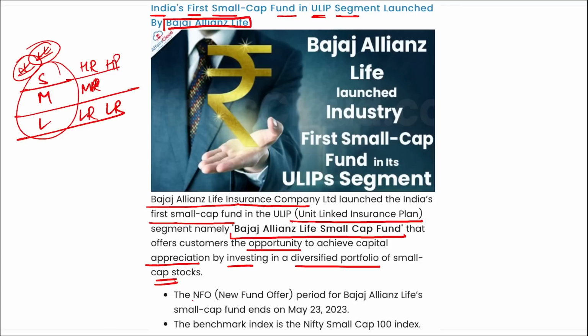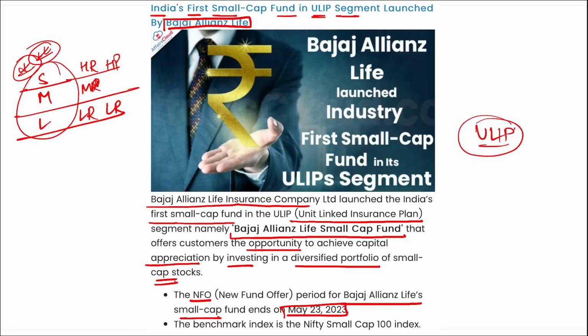So recently, it was Bajaj Allianz Life Insurance Company that launched India's first small cap fund in the unit linked insurance plan segment. All right, and that is the Bajaj Allianz Life Small Cap Fund. This NFO, that is the new fund offer period for Bajaj Allianz Life Insurance Small Cap Fund, ends on 23rd of May 2023. Correct?